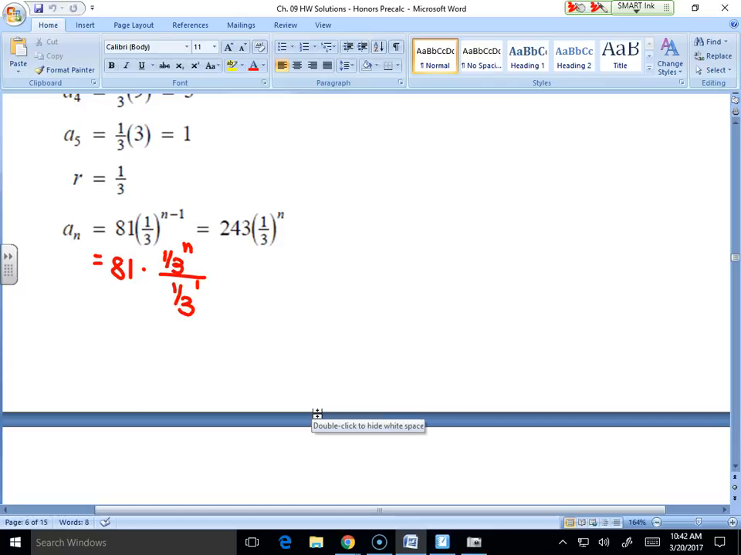Now, can I simplify everything without an n? And the answer is yes. How do I simplify everything without an n? Multiply the top by 3 and multiply the bottom by 3. Multiply the top by 3. Guess what 3 times 81 is?